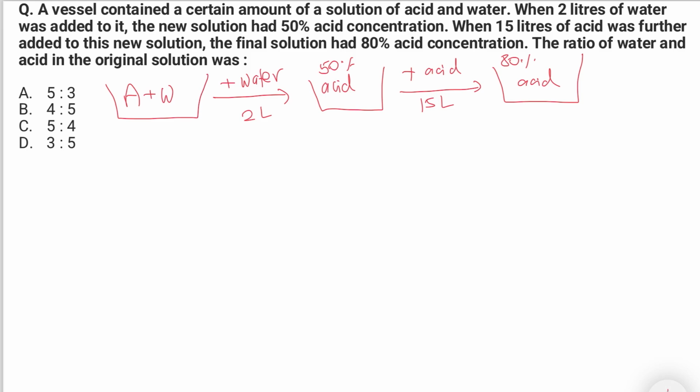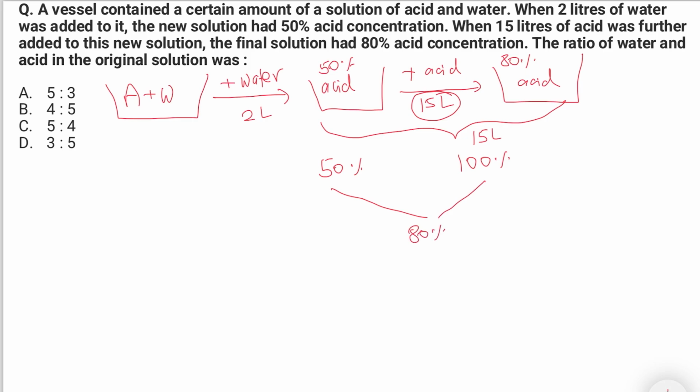So let's start by working in the reverse direction. Let's start by looking at the last transaction. A 50% acid solution, to this you're adding 15 liters of acid. So we have a 100% acid solution, and that is worth 15 liters actually. You're adding both, and overall you get an 80% acid solution. Now in the next step, we'll simply apply the rule of alligation here. 100 minus 80 is 20 and 80 minus 50 is 30. The ratio comes out to be 20:30 or 2:3.